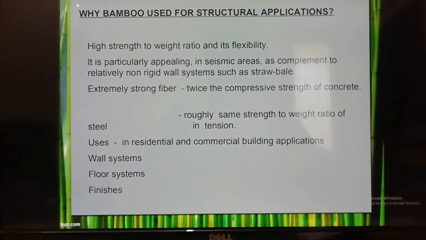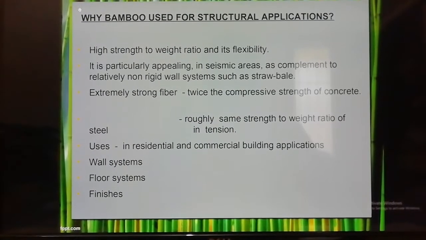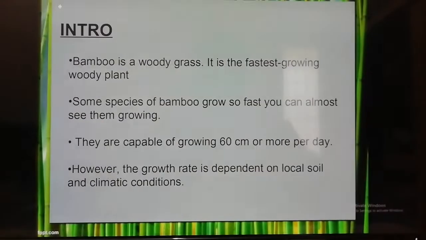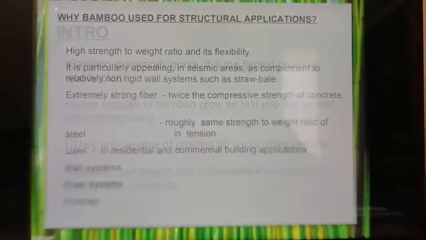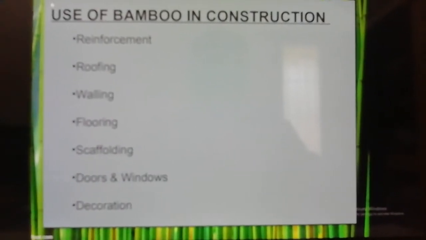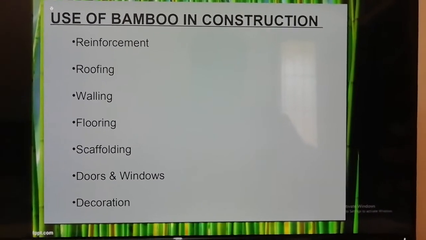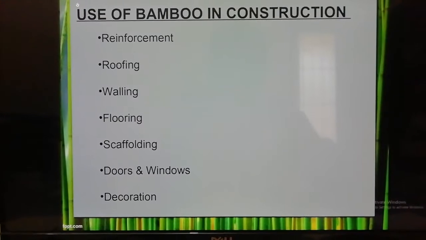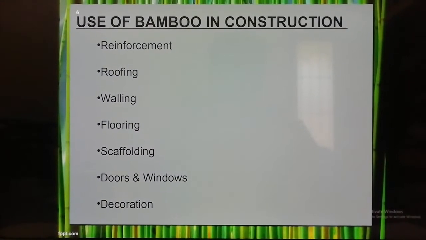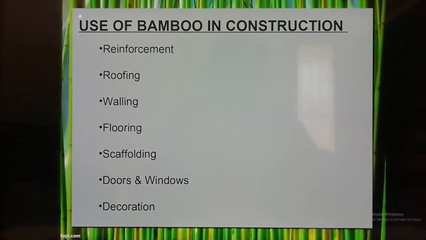Now, uses of bamboo come in residential and commercial building applications. Bamboo is applied in wall systems, floor systems, and also in finishes. Now, the use of bamboo in construction. You'll have this question about where bamboo is actually getting used in construction. Bamboo's main natural use in construction applies in these forms.